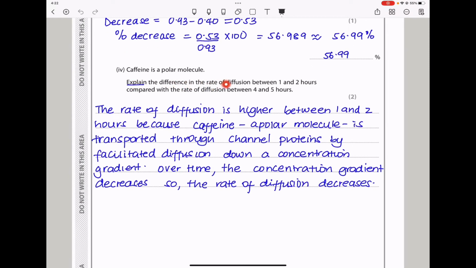Next they say, caffeine is a polar molecule. Explain the difference in the rate of diffusion between 1 and 2 hours compared with the rate of diffusion between 4 and 5 hours. So we can see between 1 and 2 hours the rate was higher than between 4 and 5 hours. So the rate of diffusion is higher between 1 and 2 hours because caffeine, a polar molecule, is transported through the channel proteins by facilitated diffusion down a concentration gradient. However, over time, the concentration gradient decreases, so the rate of diffusion also decreases.